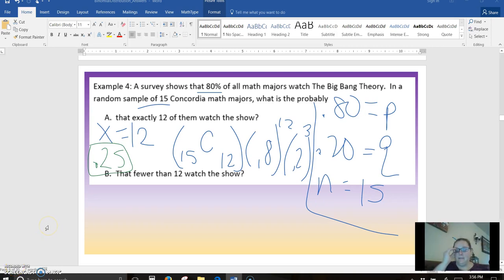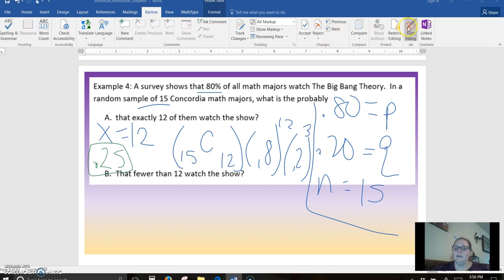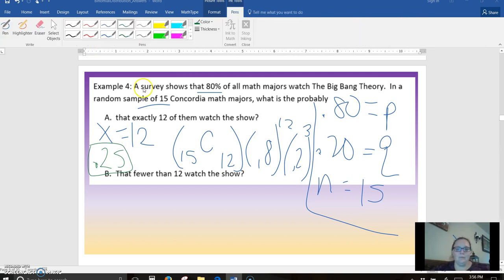All right, so let me continue working on this problem. This one says that we're working on this, and 80% was the success. Okay, and then 20%, 0.20, was Q, because Q is always 1 minus P. N is the number in the sample, or how many there are. And then we're going to have to find X for each of these problems.